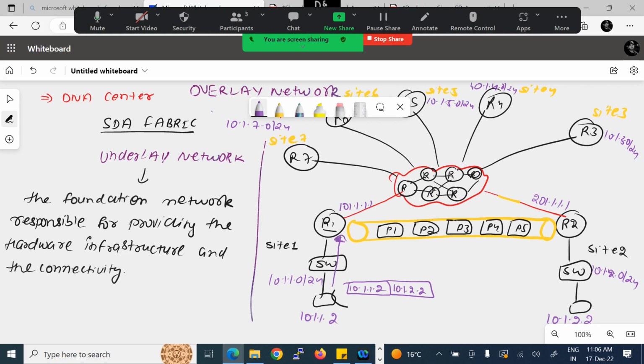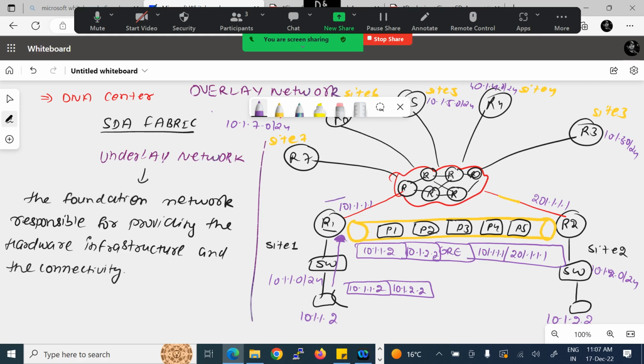Default gateway will say, okay, this traffic will go to the other site. So how can we send it? We have to send it using the VPN tunnel. So what will be done here? This 10.1.1.2 source and 10.1.2.2 destination will be encapsulated with GRE, if you are using GRE, and a new IP header will be added, 101.1.1 and 201.1.1.1.